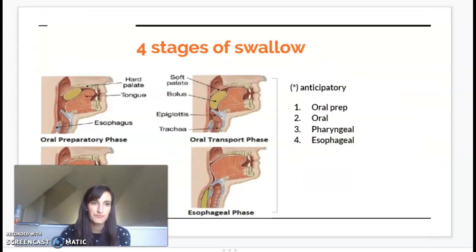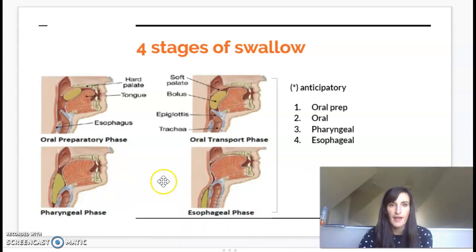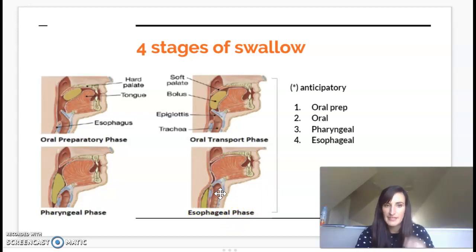Okay, moving on here, back to my corner. The 4 stages of swallowing. There's an additional, kind of optional first phase, if you will, that we'll talk about, which is the anticipatory phase, and that's where you're anticipating the food that you're going to be enjoying. Then you'll see here the oral prep phase, then the oral transport phase, the pharyngeal phase, and the esophageal phase. Okay, and they are named by exactly what they do, which is really great.